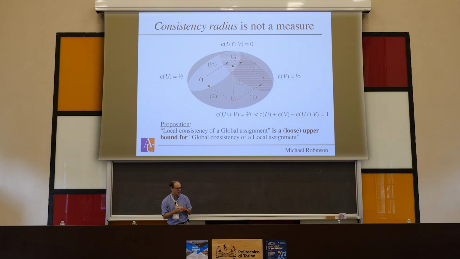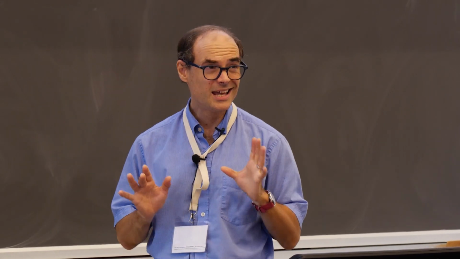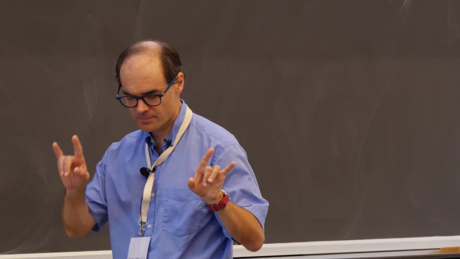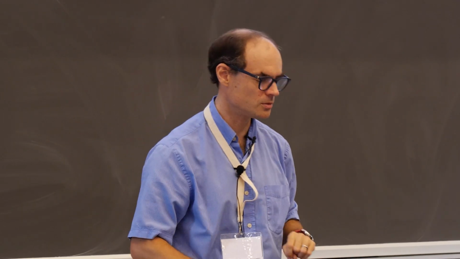And interestingly enough, at this point, it starts to look like you might have a measure. Take the open set on the left, open set on the right, add them up, subtract the intersection. Since the bottom one corresponds to the whole thing, it would feel like that ought to be equal, but it turns out it's not. The consistency radius is merely a bound. This is what is called an inner measure. So, as I state here in words, the local consistency radius of a global assignment is a loose upper bound for the global consistency of a local assignment. These two words, global and local, don't quite commute.